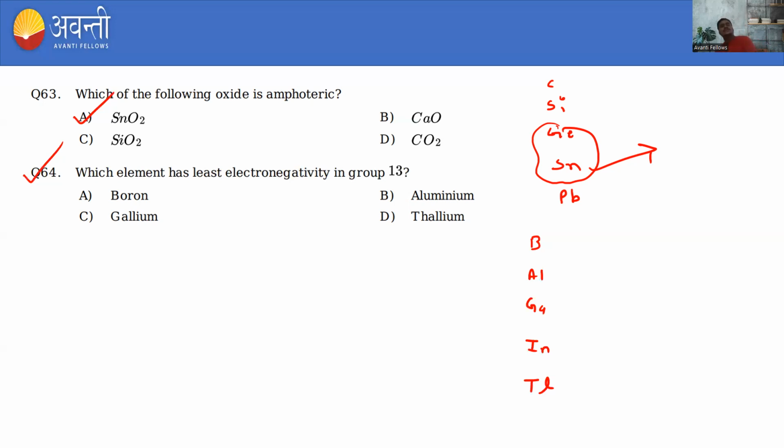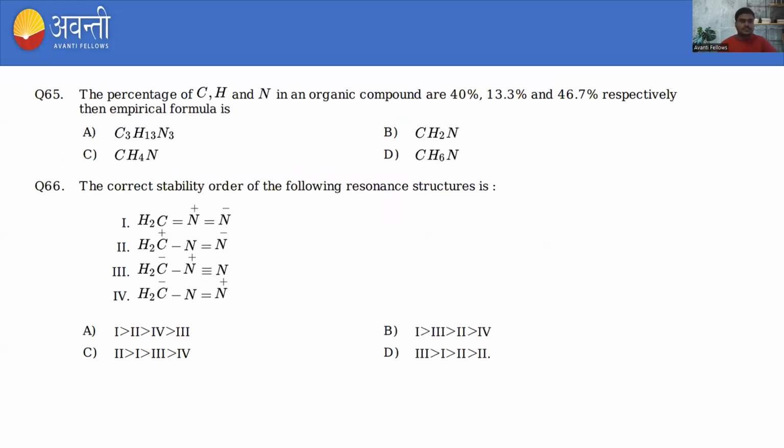So when you move down the group, electronegativity decreases. However, which element has the least electronegativity? So which one is the least electronegative? Because basically metals are more electropositive. So which of the following has the most metallic character? That is aluminium. So aluminium is basically the least electronegative in group 13. Good. Now move to the next question.